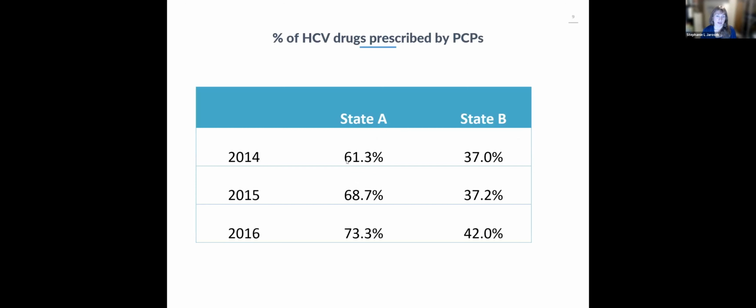And in that case, they found, I wasn't part of this, differences. And it depended on a state that implemented the program. You could see that the primary care provider percentage of prescribers went up. Whereas a state that didn't implement the program, it did go up, but not in that linear fashion, and it remained lower.